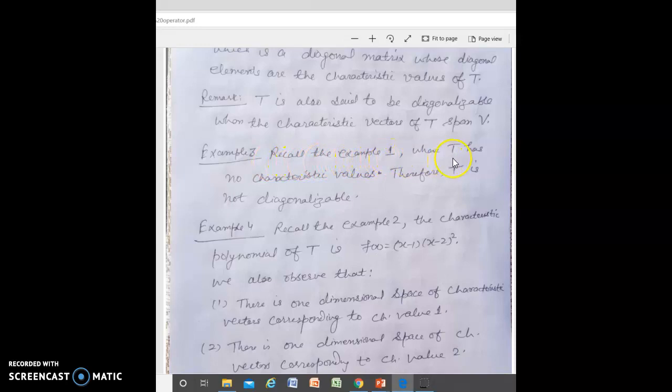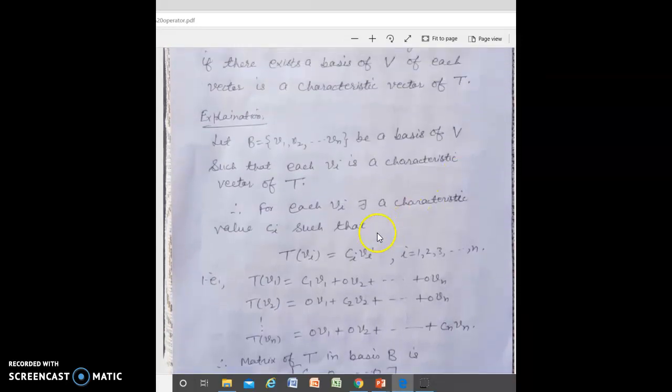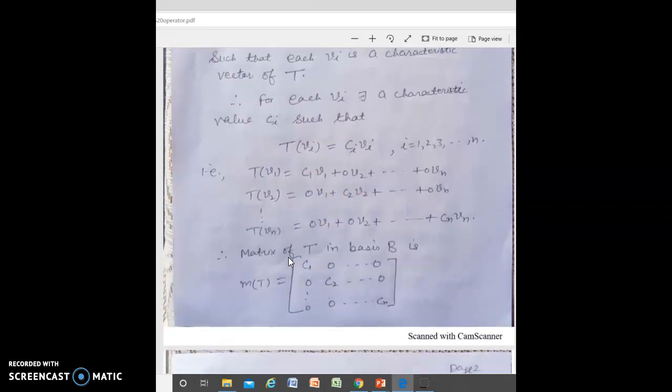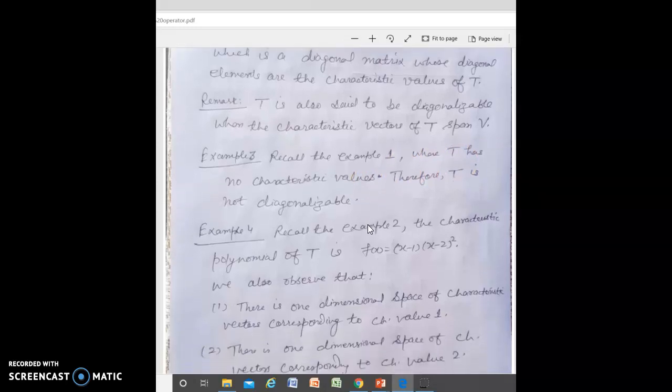Now we see this example 3, and it is related to the already discussed example 1 in lecture 1, where T has no characteristic values. Therefore T is not diagonalizable, because in view of the above definition, if there is no characteristic value, then how can we talk about the diagonalizability of the operator T? So in example 1 discussed in the last lecture, T has no characteristic value, therefore T is not diagonalizable.